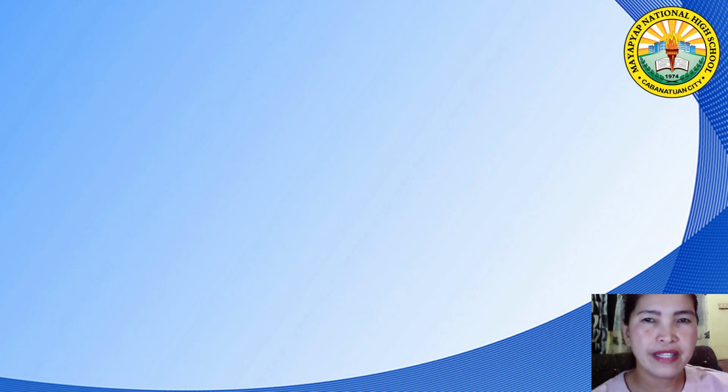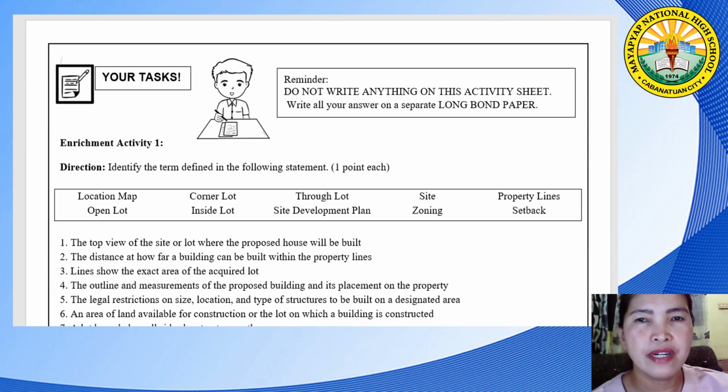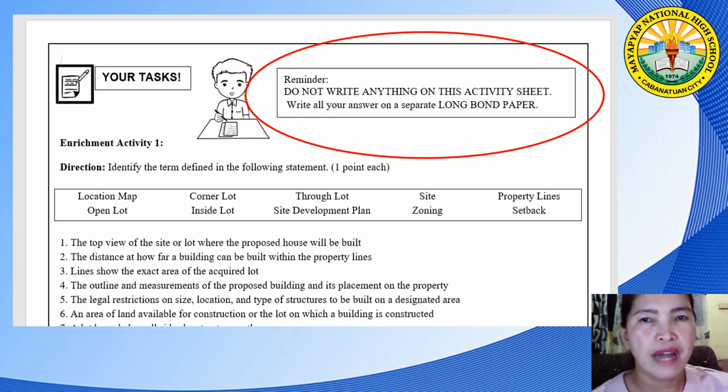At this point, turn your activity sheets to enrichment part. Reminder, do not write anything on this activity sheet. Write your answer on a separate long bond paper. And for enrichment activity number 1, direction. Identify the term defined in the following statement. Write only your answer on your answer sheet.